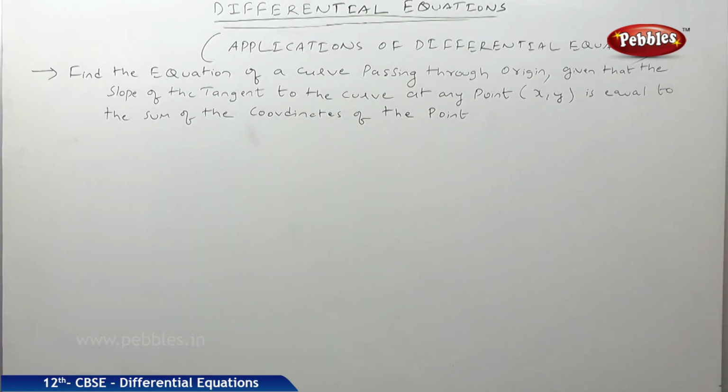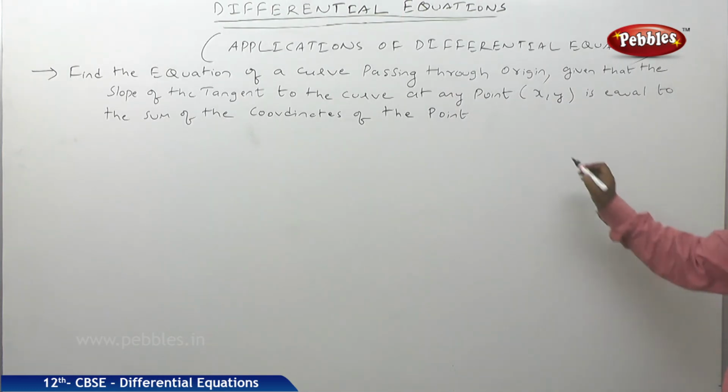A question is given to us like this: find the equation of the curve passing through origin given that slope of the tangent to the curve at any point x comma y is equal to sum of the coordinates of the point. I am repeating once again. Find the equation of a curve passing through origin given that slope of the tangent to the curve at any point x comma y is equal to sum of the coordinates of the point.